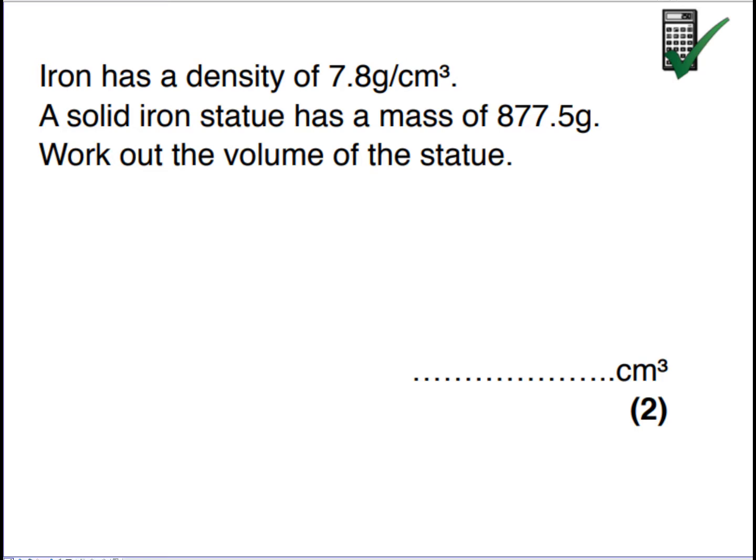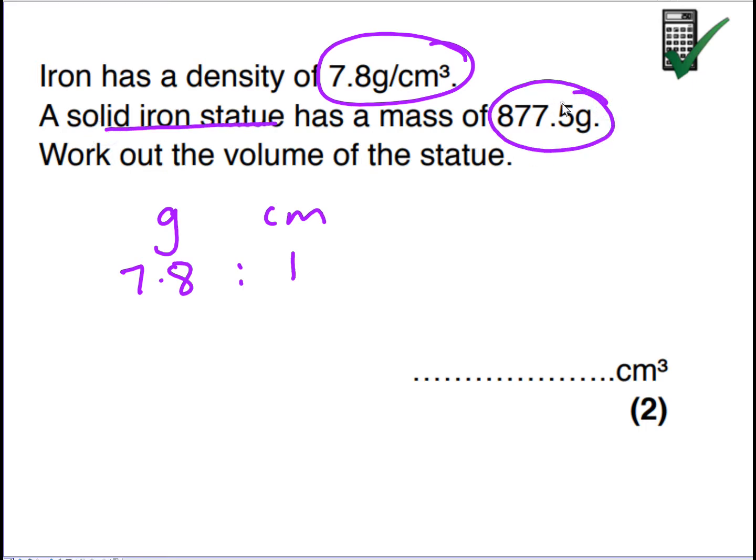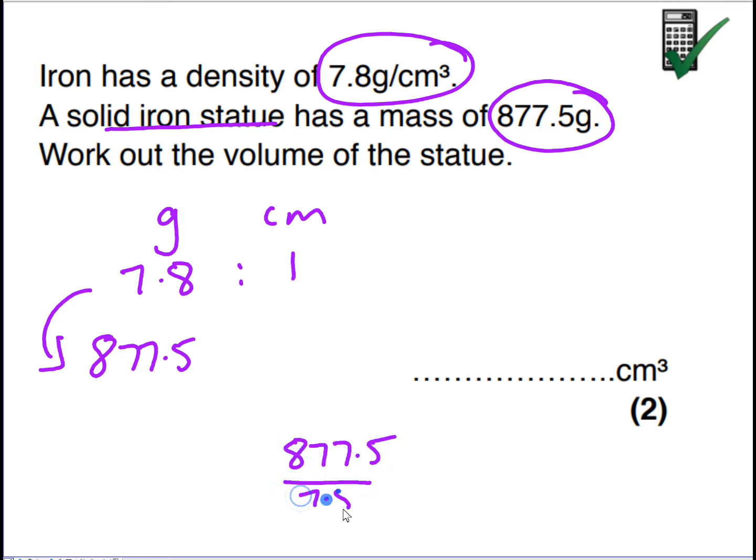Here's another level 2 question on density. So here's your strap line. Iron has a density of 7.8 grams for every centimetre cubed. A solid iron statue has a mass of 877.5 grams. So the 877.5 must live on this side of my ratio. So how did I get from here to here? Dead easy. The bottom number divided by the top number. Use your calculator, and it's 112.5 as my scale.